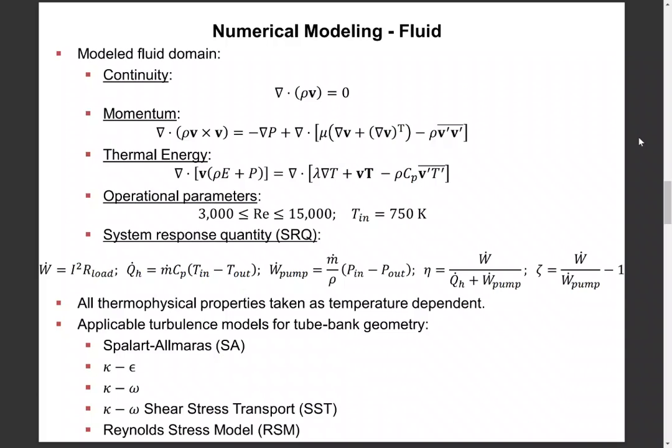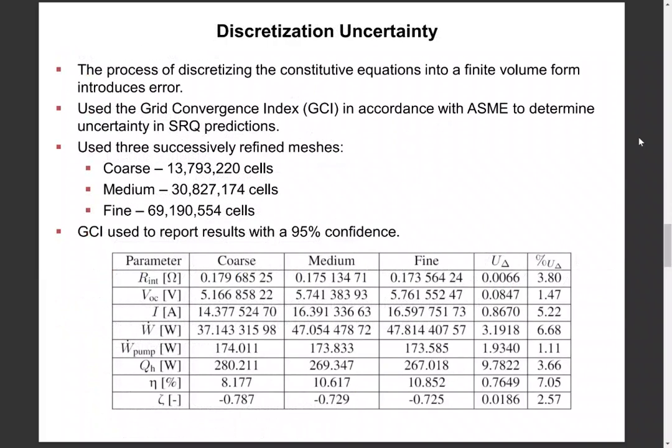All thermophysical properties of the solid and fluid domains were taken as temperature dependent. The inlet temperature was fixed at 750 Kelvin, and the Reynolds number was varied between 3 and 15,000. The 5 RANS turbulence models used were the Spalart-Allmaras, k-epsilon, k-omega shear stress transport, and Reynolds stress models.